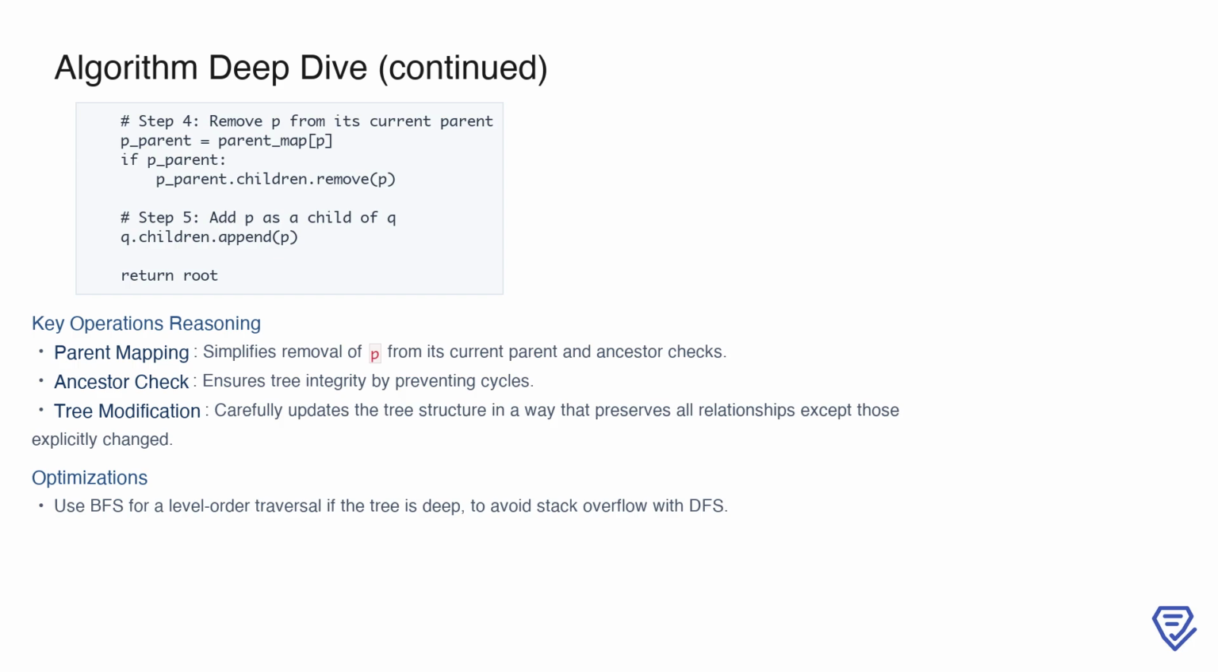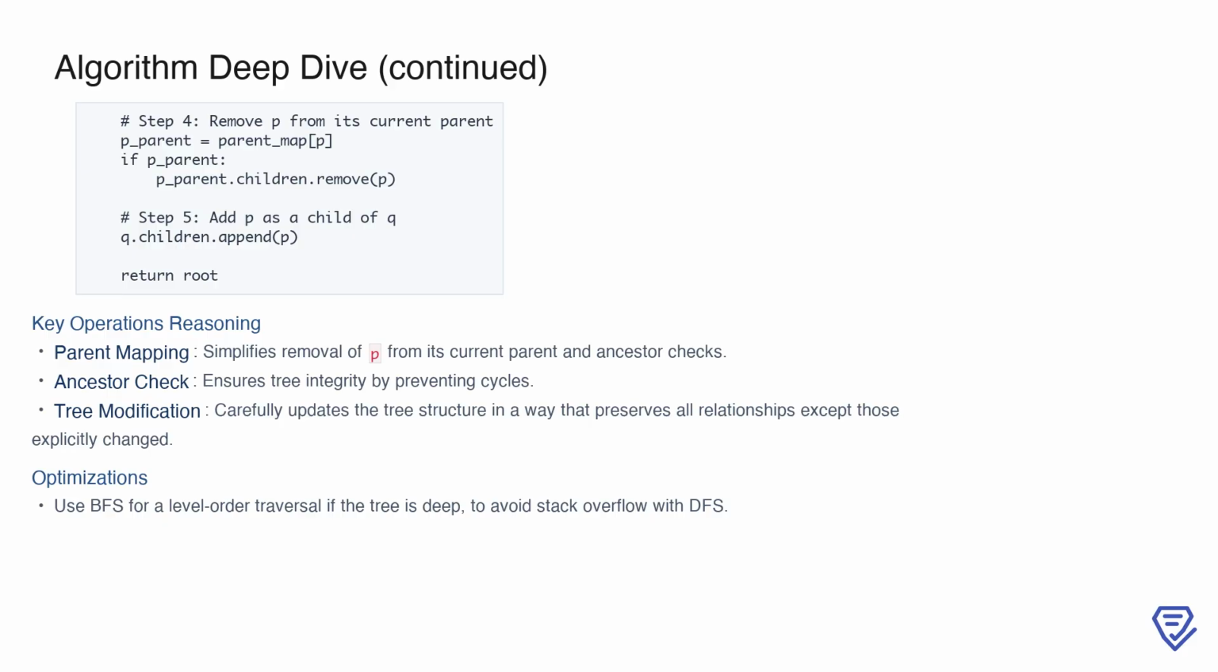If P has a parent, we remove P from its parent's list of children. This effectively detaches the subtree rooted at P from its original position. Then, we append P to the list of children of Q, making Q the new parent of P. Finally, we return the updated root of the tree.